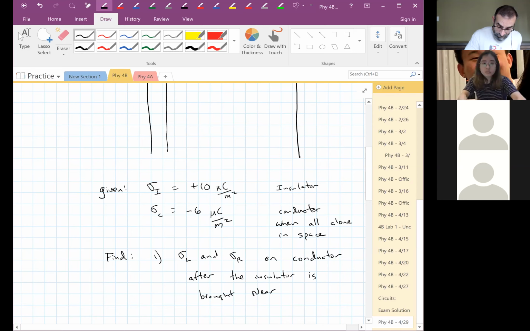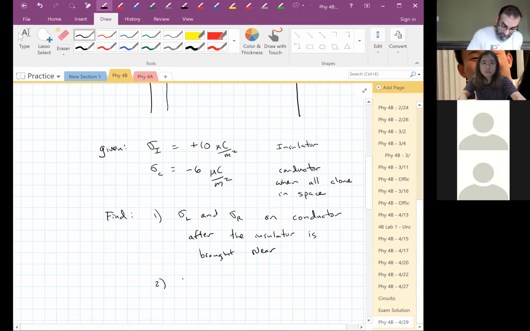Okay, so that's the first thing we're going to find. And then what's next? Find the electric field everywhere. That says everywhere.